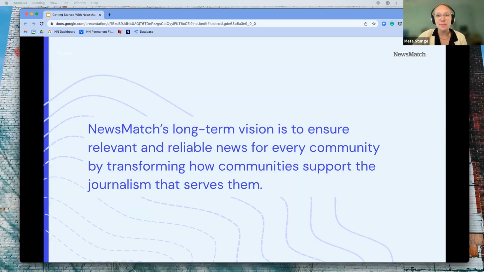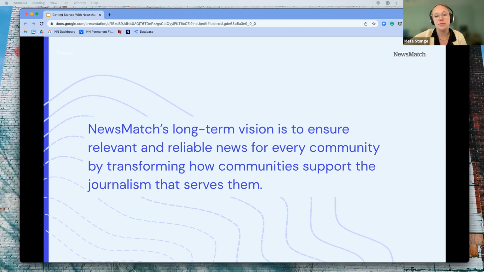So you may know that NewsMatch provides unrestricted grant funding to INN members, but what is it really about? In 2021, the program underwent a strategic planning process to really identify the change that we're looking to make in the world as an organization. And we came up with this vision to ensure that every community has access to relevant and reliable news. NewsMatch's role in this goal is to transform how communities support the journalism that serves them, which in turn creates more sustainable news organizations that can continue to inform their communities.